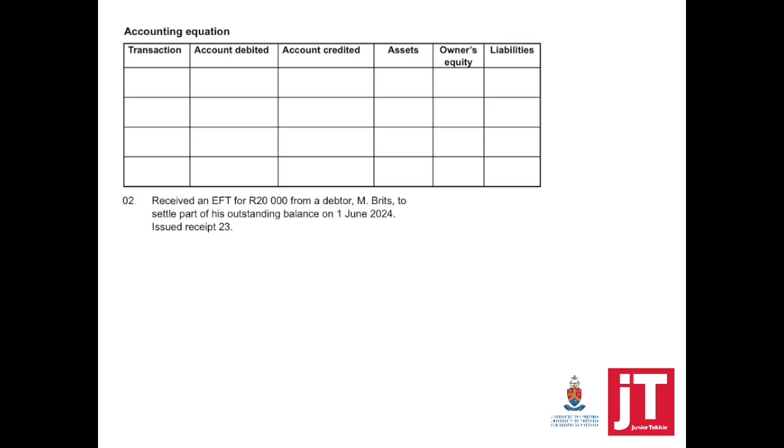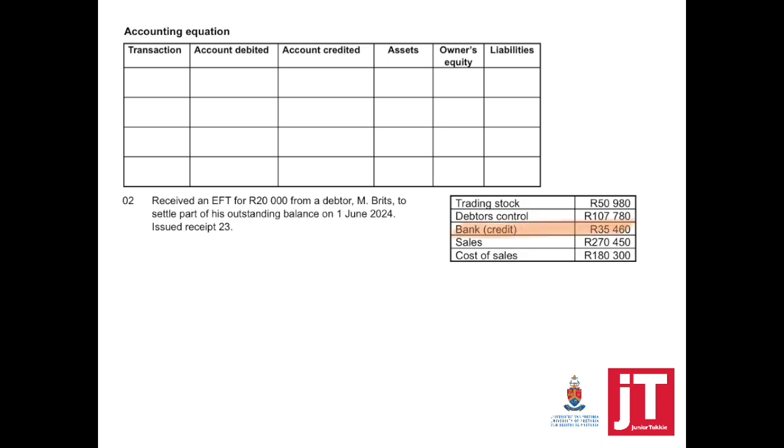When completing now the accounting equation, we're going to look at transaction number 2. Received an EFT for 20,000 from a debtor, M. Brits, to settle part of his outstanding balance on the 1st of June 2024. Issued receipt 23. So now we're taking the same transactions that we've done in the journals and we're just putting them on a different platform, in a different format, by completing the accounting equation. So we start with the bank has a credit balance, and this is very important to take note of. Credit means it's an unfavorable bank balance, which is a current liability. And this will have an impact when completing the accounting equation.